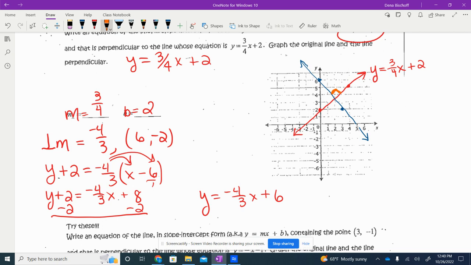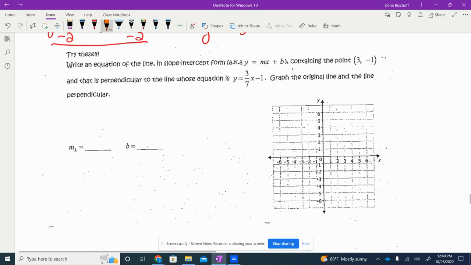All right, we're going to do this again. So, slope of the given line. Amir, what's the slope of the given line? And what's the y-intercept? I'm talking about the line in the equation.